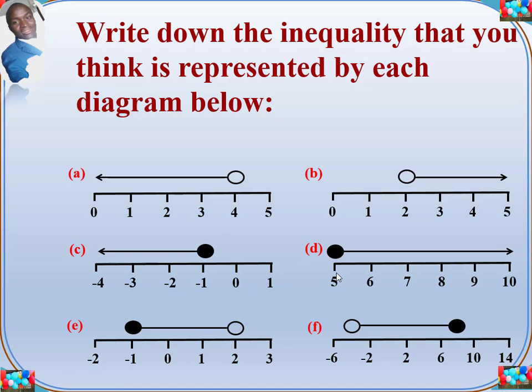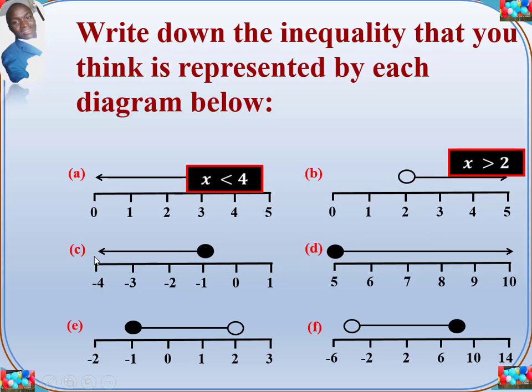Then another example. Write down the inequality that you think is represented by each diagram below. Feel free to pause, first think of the solution, and then you check. We are on question A. You can see it is 4 with an open circle. What does it mean? We read it as x less than 4. When we go to B, there is an open circle on top of 2, with values going in that direction. I will use x. x is greater than 2.